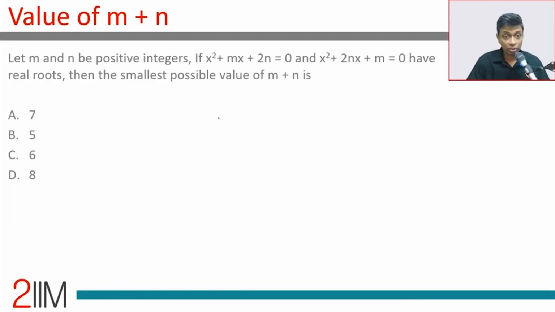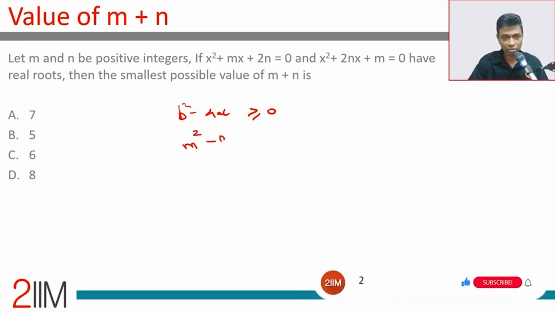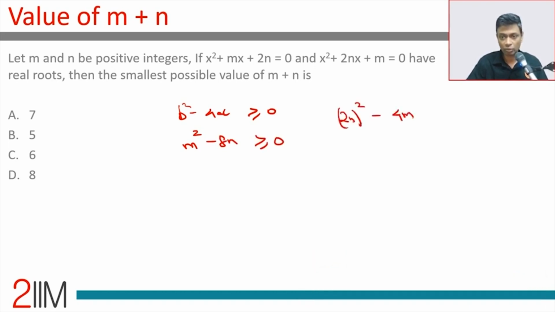Let m and n be positive integers. If x square plus mx plus 2n and x square plus 2nx plus m equal to 0 have real roots, find the smallest possible value of m plus n. Have real roots, so b square minus 4ac should be greater than or equal to 0. So m square minus 8n is greater than or equal to 0. 2n the whole square minus 4m should be greater than or equal to 0.